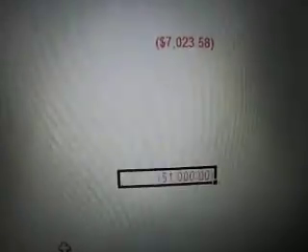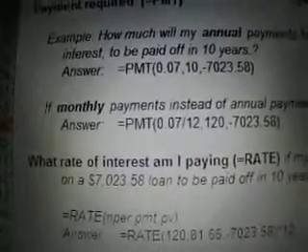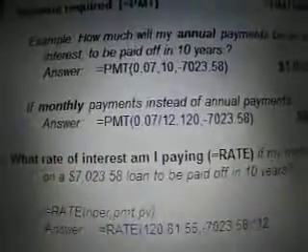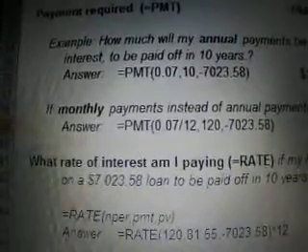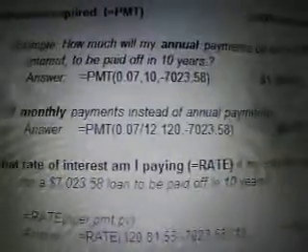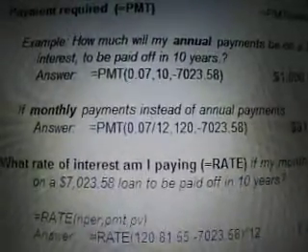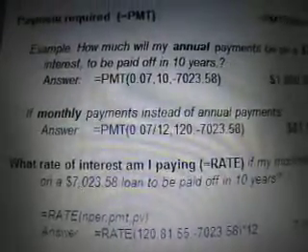Now the next part is a little tricky, but it will also be helpful to you in computing your mortgage, home mortgage payments. If you're going to buy something, if you're going to borrow the money, how much will be your monthly payment? So what we did prior to this was we computed the annual payments.